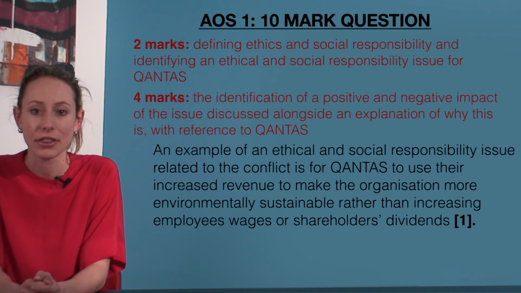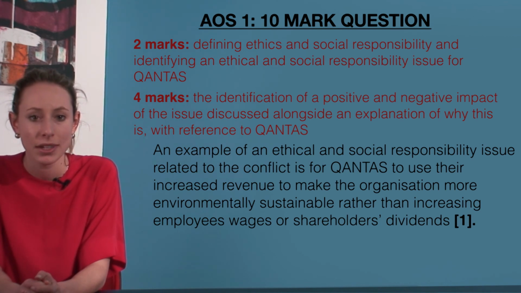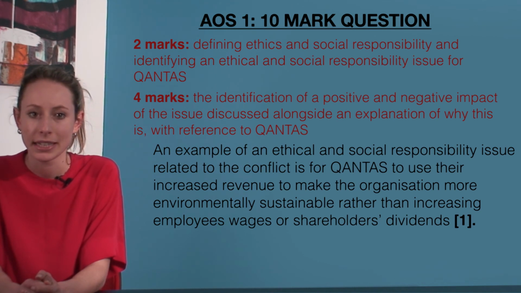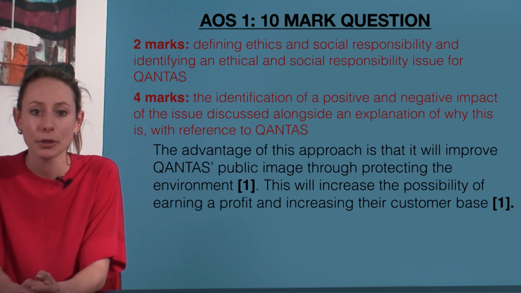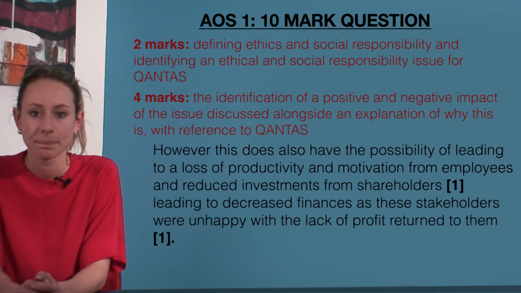An example of an ethical and social responsibility issue related to the conflict is for Qantas to use their increased revenue to make the organisation more environmentally sustainable, rather than increasing employees' wages or shareholders' dividends. The advantage of this approach is that it will improve Qantas's public image through protecting the environment. This will also increase the possibility of earning a profit and increase their customer base.